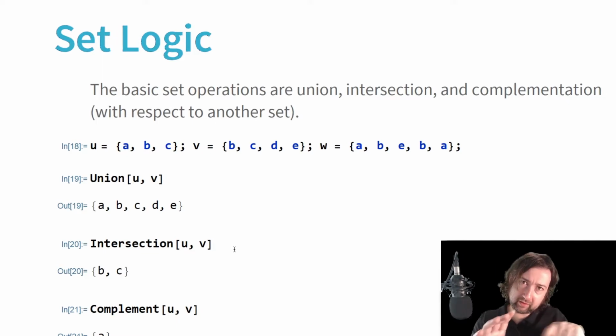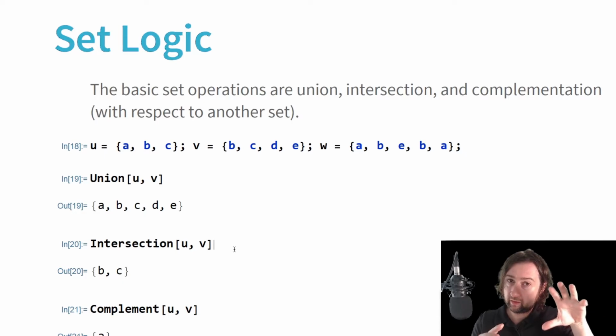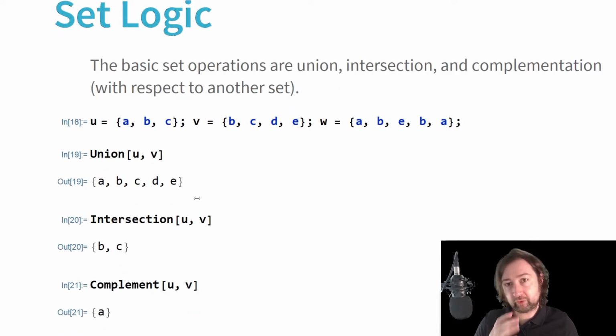But you can't take a complement without saying what it is you're taking a complement with respect to. So if you think about a Venn diagram, if you're taking the complement of A with respect to B, then you're looking for all of the elements of B that are not elements of A. So if you look at the complement of V with respect to U here, and that's what this command is saying, what that does is it looks at V, and then it produces every element of U that is not also an element of V. So it's a way of pulling two sets apart from each other.